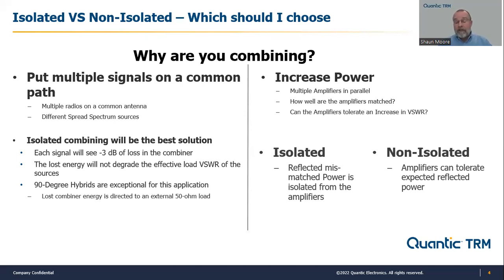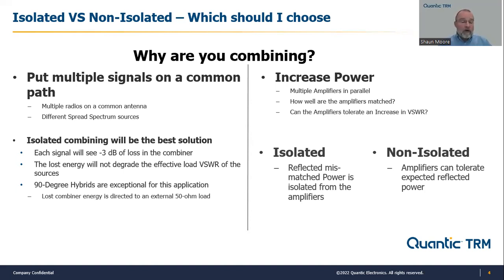If you're trying to do power combining, where you're trying to increase power by putting things like amplifiers in parallel to increase the total power, you have a common source, you want to divide it, then you want to recombine it again. Then you have to start asking questions: how well are the amplifiers matched? And can the amplifiers handle a little bit higher VSWR?